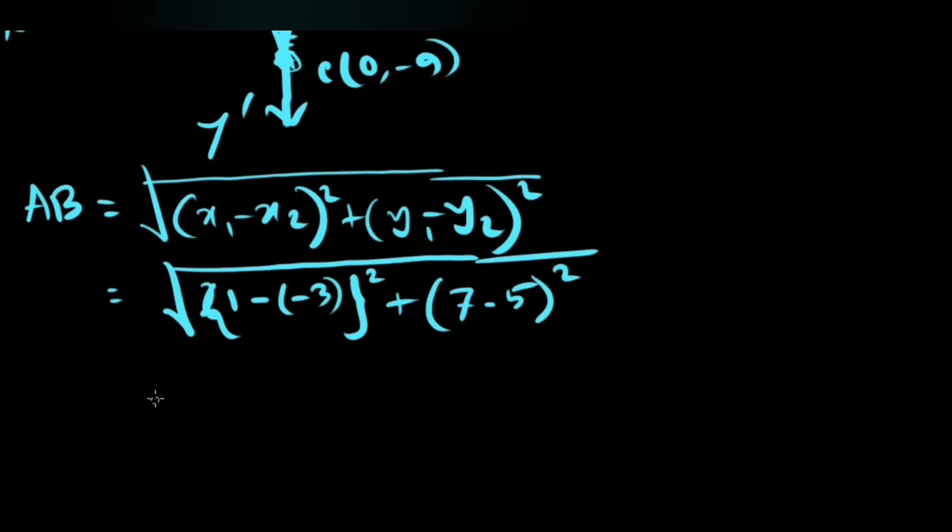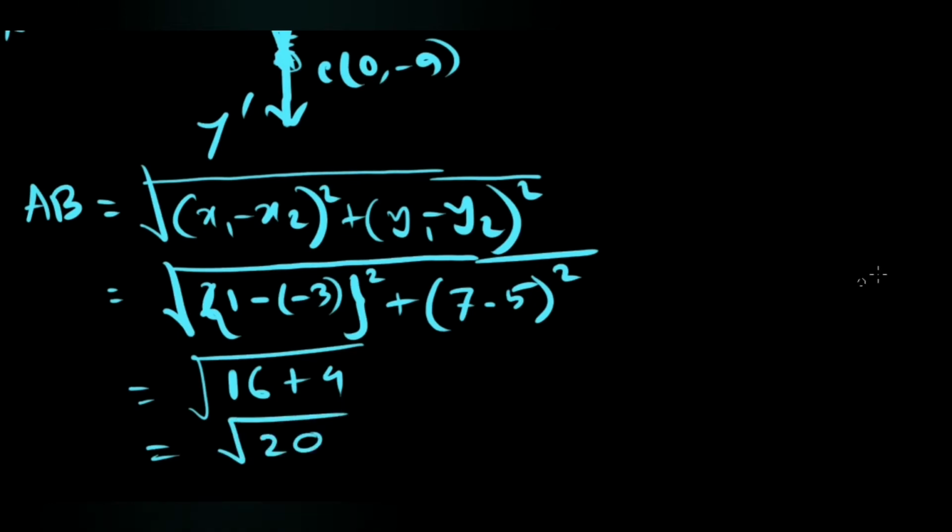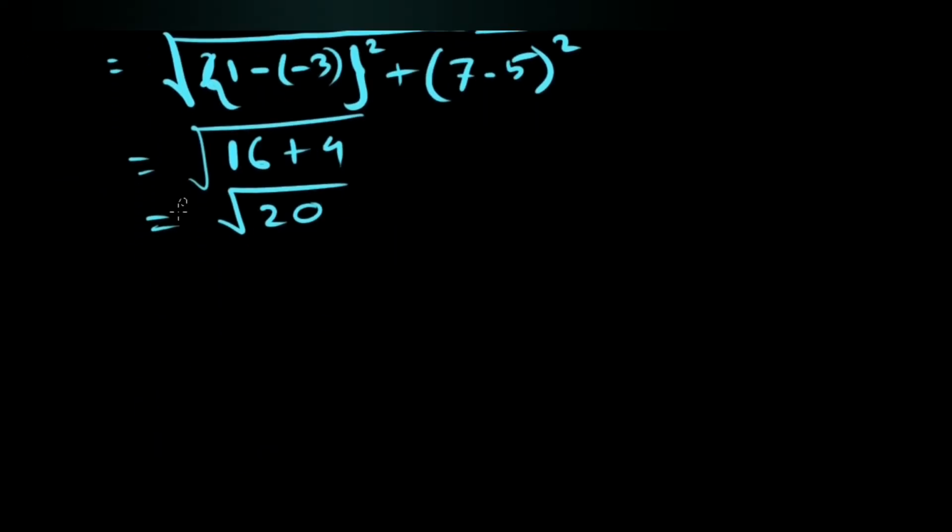whole square. So just simply calculate it, and it will be 1 plus 3 is equal to 4 square, means 16. It will be 2 square, that means 4. Square root of this value, so it will be a square root of 20. And if we solve, so the length of AB will turn into 2 root 5.